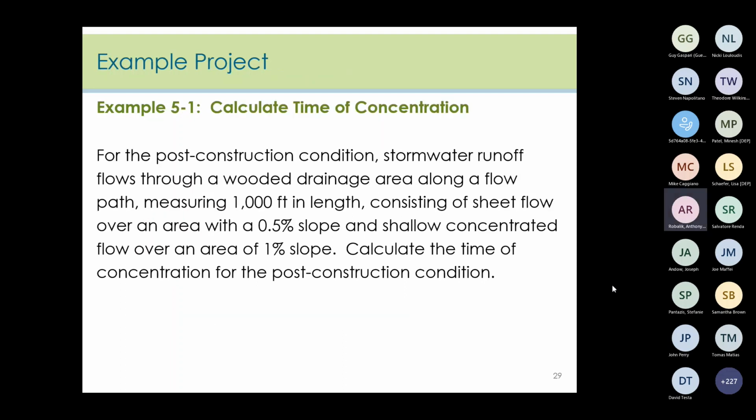So let's work through an example for calculating the time of concentration. So this says for the post-construction conditions, stormwater runoff flows through a wooded drainage area along a flow path measuring 1,000 feet in length, consisting of sheet flow over an area with a 0.5% slope and shallow concentrated flow over an area with a 1% slope. It's asking us to calculate the time of concentration, and this is for the post-construction condition.